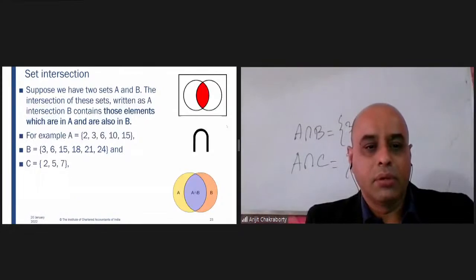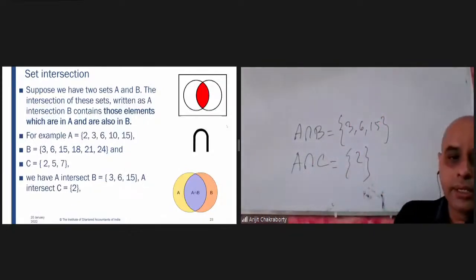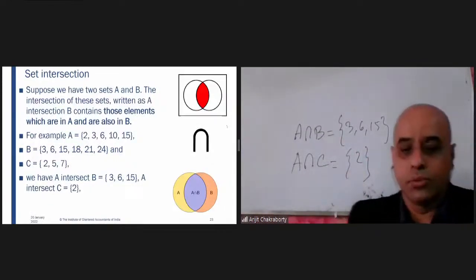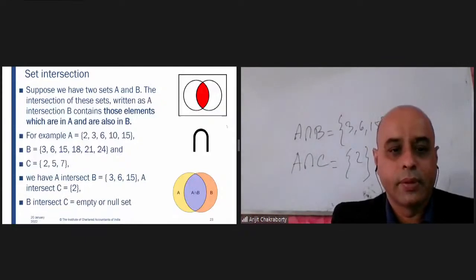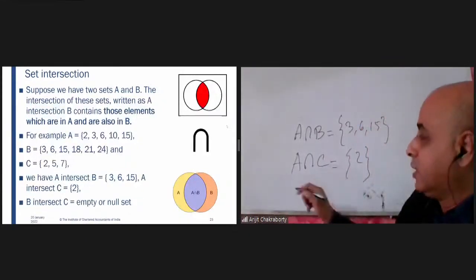So we could do this problem. Intersection we have done: 3, 6, and 15 in this slide, and A intersection B is 3, 6, and 15. A intersection C is only 2. Great. B intersection C. Okay, the last one is left.